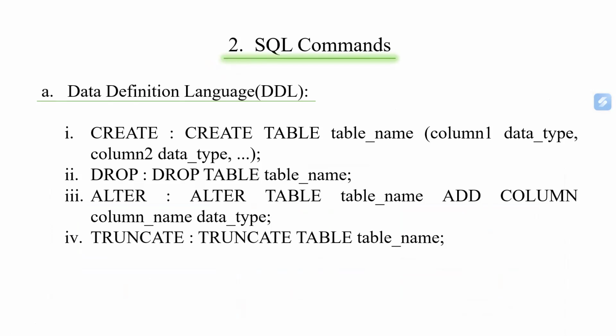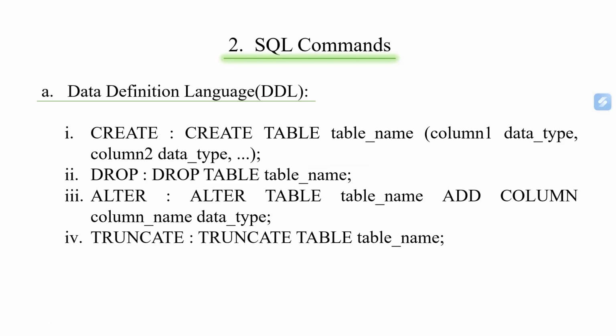It consists of four different types of languages. First one is data definition language. In DDL, it consists of four different commands, which are create, drop, alter, and truncate. The first command, create, is used to create a table. The syntax is create table, table name, in brackets, column 1 and data type. By using this command, we can create a table.